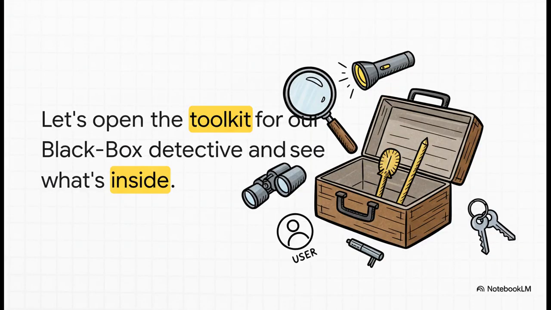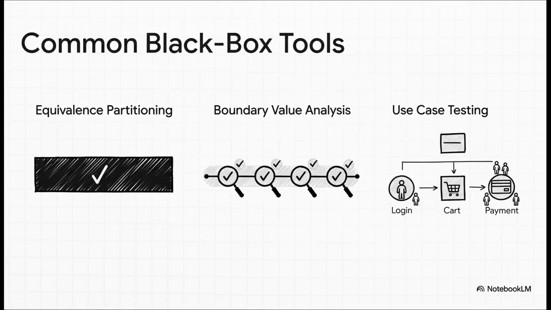Okay, so let's jump back to our black box detective for a minute and open up their toolkit. What are some of the actual techniques they use when they're flying blind without the code? Let's talk about three really clever ones. First up is equivalence partitioning. The idea is, instead of testing every single age from 18 to 65, you just test one, like 25, and assume they'll all behave the same way.